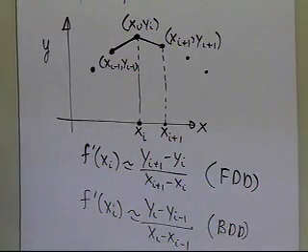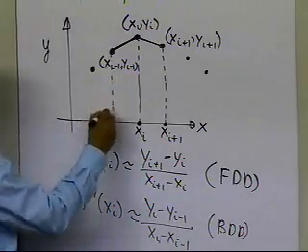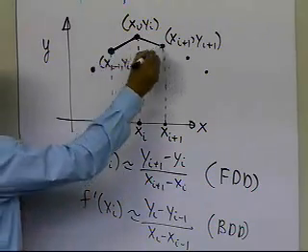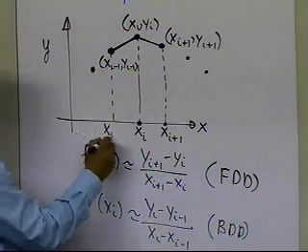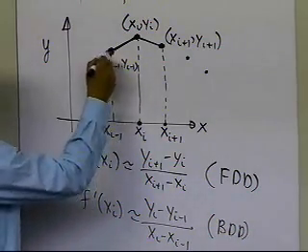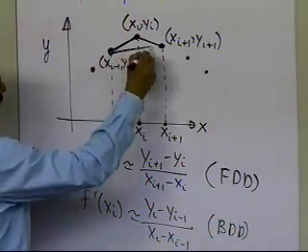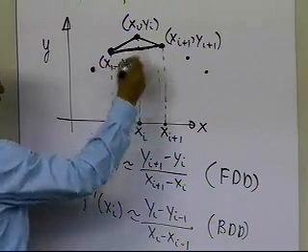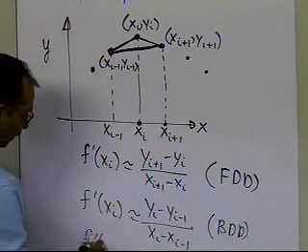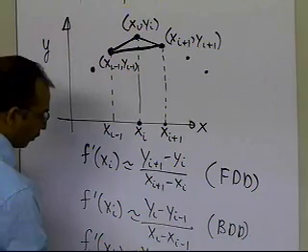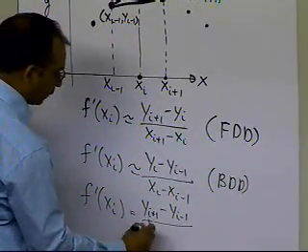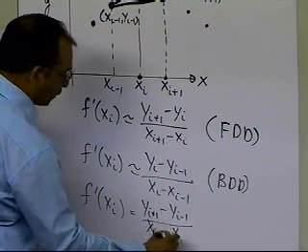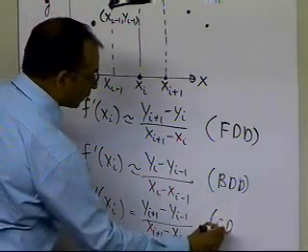Now, you could very well choose another pair of points. You could choose this point and this point, which will give you the central divided difference scheme, because now you are going one point to the left and one point to the right. So this will be the slope which you'll be calculating. In that case, f'(x_i) will be equal to (y_(i+1) minus y_(i-1)) divided by (x_(i+1) minus x_(i-1)). This is the central divided difference scheme.